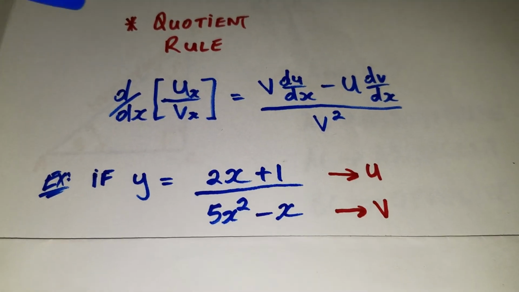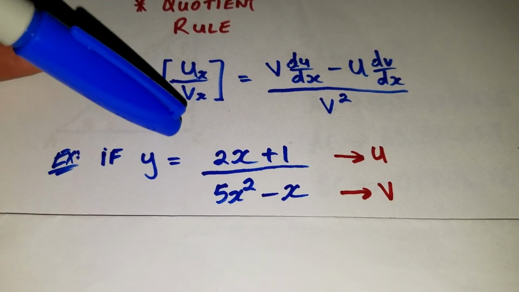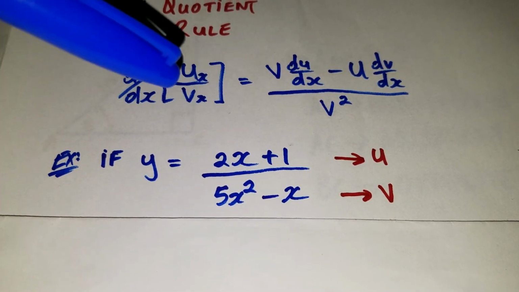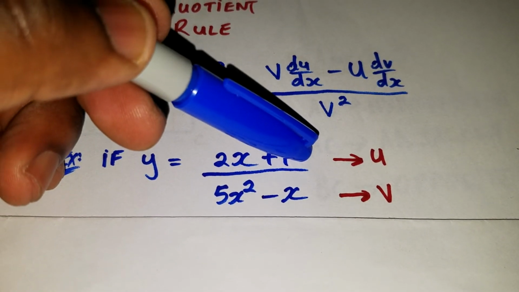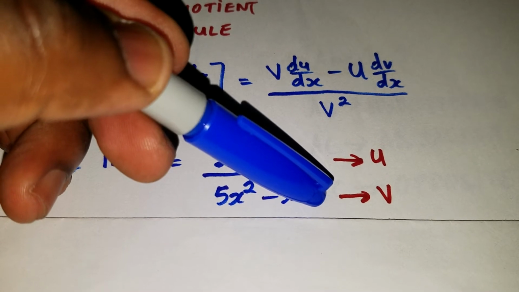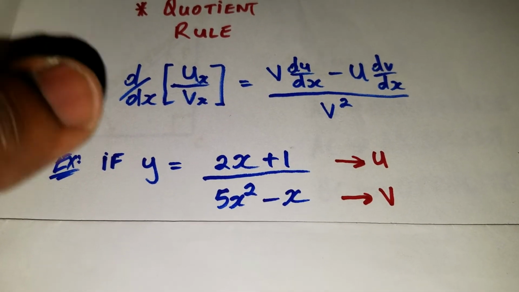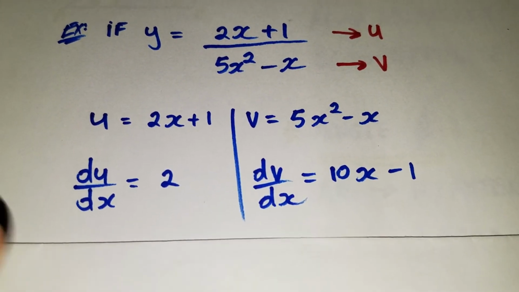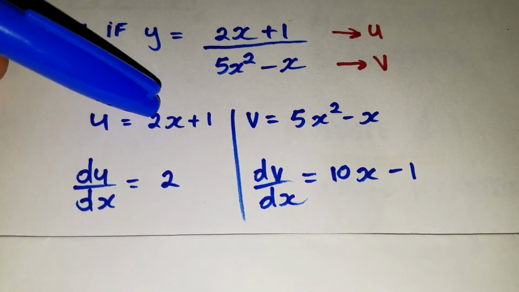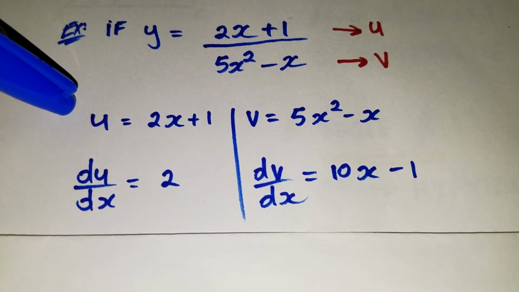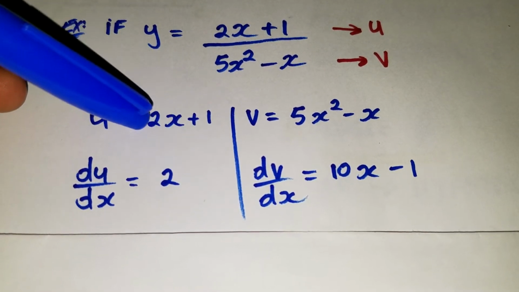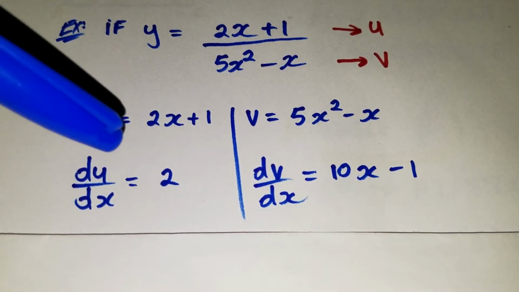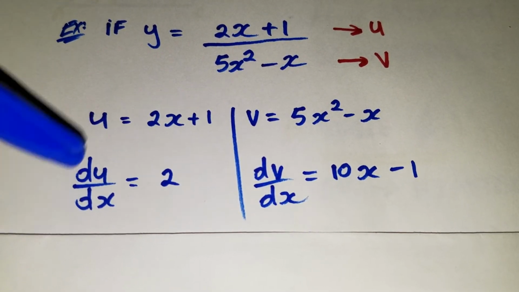Now in this example, we have y equals 2x plus 1 divided by 5x squared minus x. We call the top function u, we call the bottom function v at all times. After we identified u and v, it's now time to differentiate them. So u is 2x plus 1. So the differential of u would be, the differential of 2x is 2, the differential of 1 is 0. So the differential of u with respect to x would be 2.